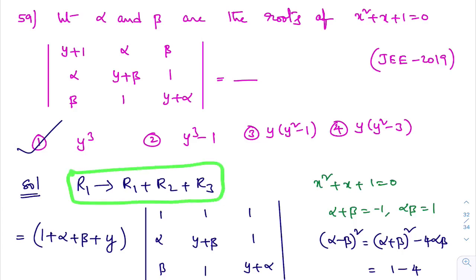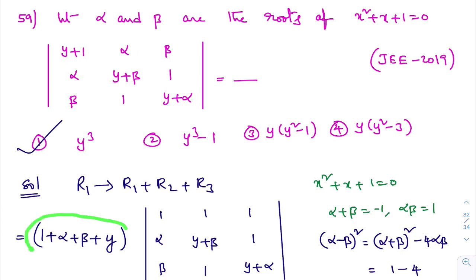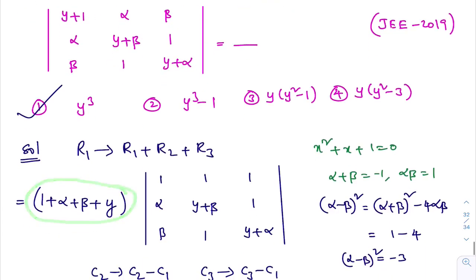Why? Because all the elements of the first row will become 1 plus alpha plus beta plus y. I hope you are understanding what I am saying. So that 1 plus alpha plus beta plus y I take common. Now what happened? See here, all the elements of the first row are becoming 1 because I took 1 plus alpha plus beta plus y common.